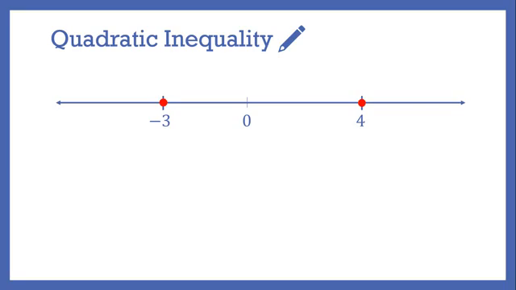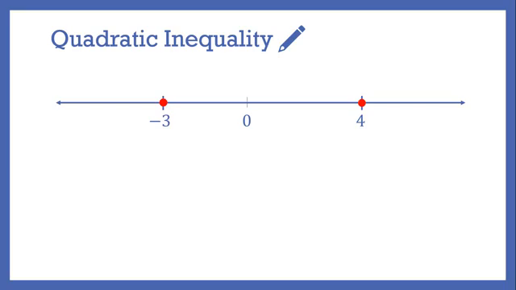Now we have formed 3 intervals on the number line: the interval on the left, the one in the middle, and the one on the right. For simplicity, we use 0 as the test value in the middle. Now let us find the test value in each interval and test to see if it satisfies the original inequality.